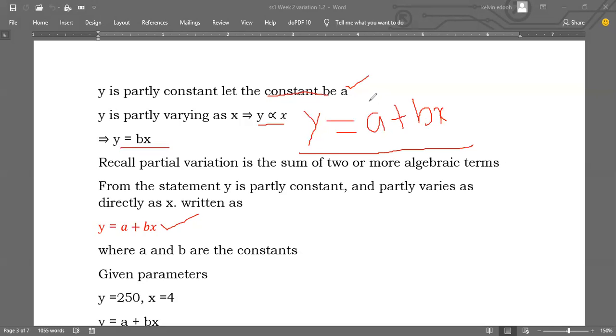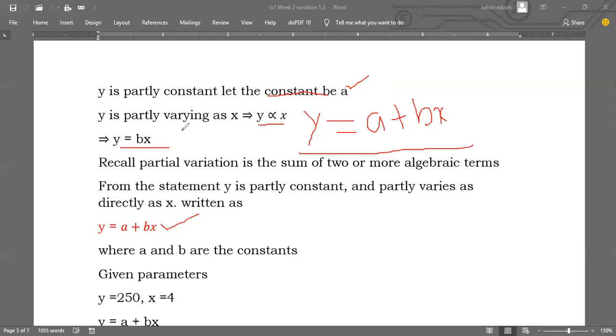a was the first statement. They told us that y is partly constant. Look at it, you say let that constant be a. They also told us that y is partly varying as x. And look at our statement, we established that y is equal to bx. So this is the first statement.